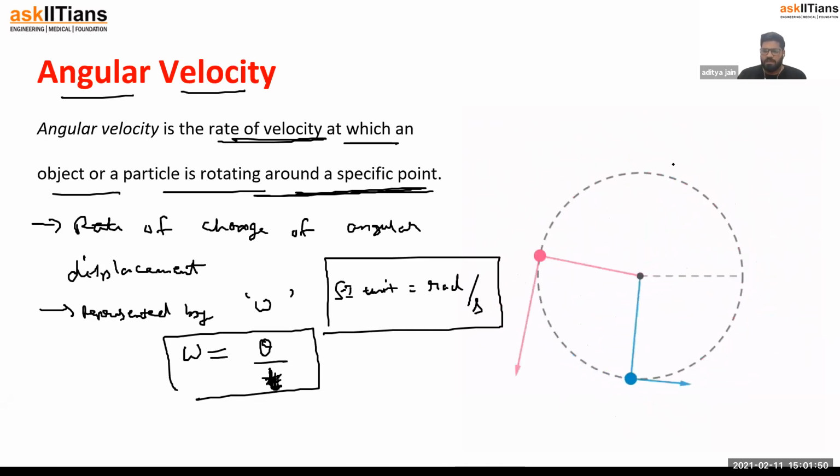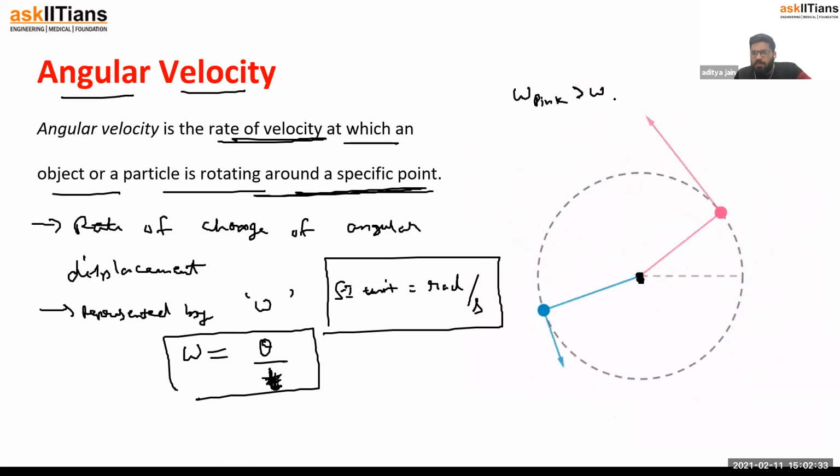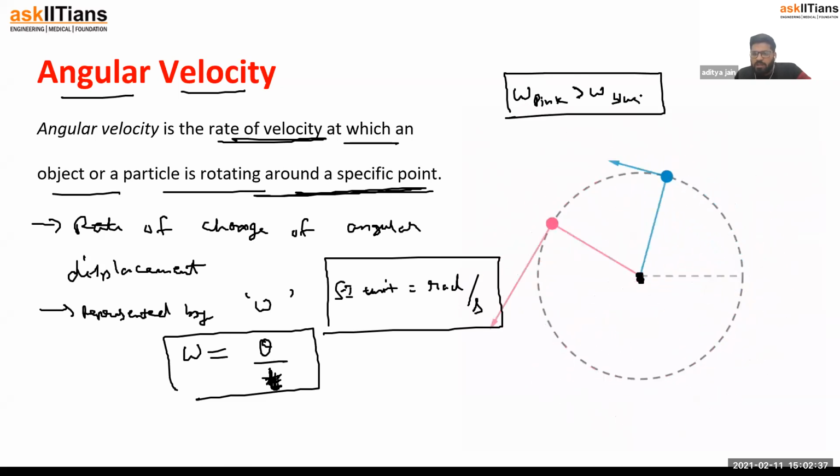As you can see in this picture, on the right side there are two particles, one pink ball and one blue ball. Both are rotating about a fixed point, that is the black point. If you see carefully, this pink ball is traveling, or rotating, faster. Can I say it is changing its angular displacement at a much higher rate? Yes or no? So by simple observation I can say that the angular velocity of this pink ball is greater than the angular velocity of the blue ball. Yes or no?